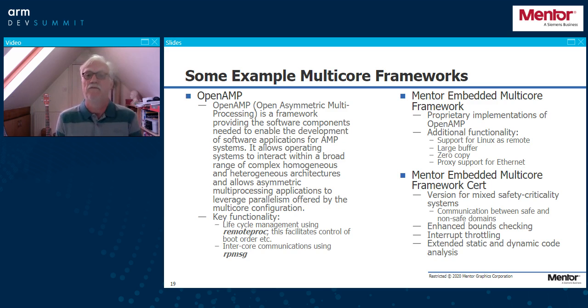On the right-hand side, here are a couple of examples of proprietary implementations of a multi-core framework. The Mental Embedded Multicore Framework is a proprietary implementation of OpenAMP, and it does everything the OpenAMP specification says it should do, with the additional functionality of support for Linux as a remote, large buffers, zero copy communication, and proxy support for Ethernet. So some additional functionality there.